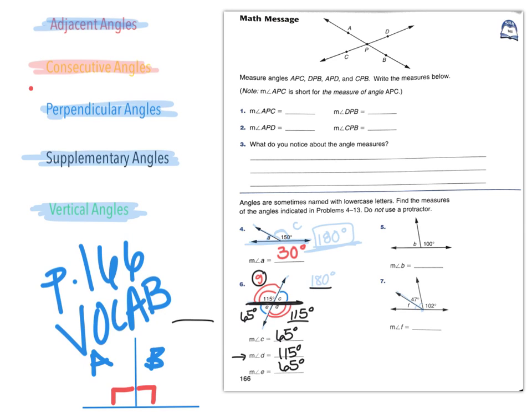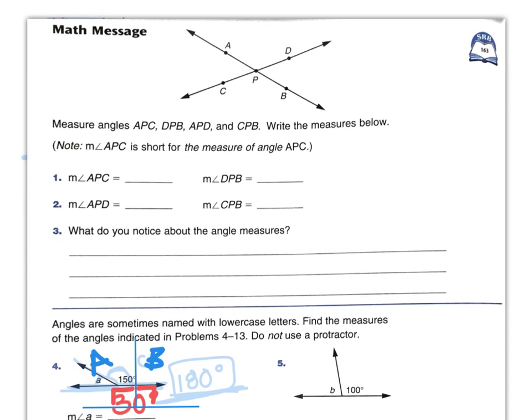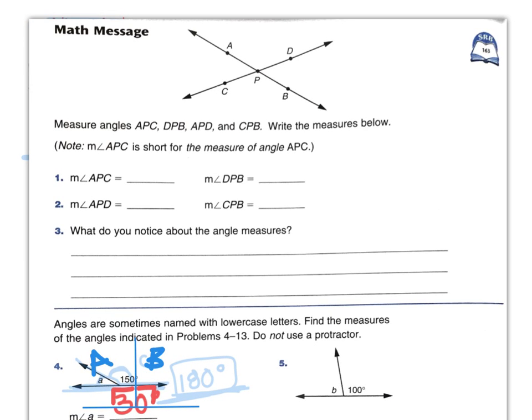Now I've left you with number 5, number 7 to do, which you should be able to use reasoning to find on your own. Let's just quickly look up here at our math message. So with our math message, we have our angles up at the top, and it's asking you to actually measure them. So up here, you will be using your protractor.